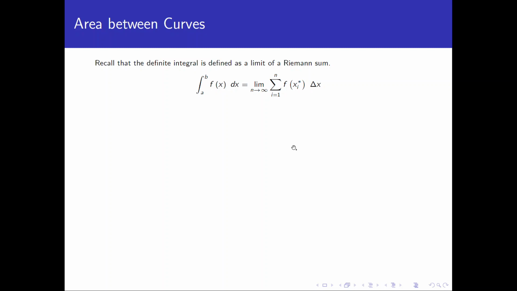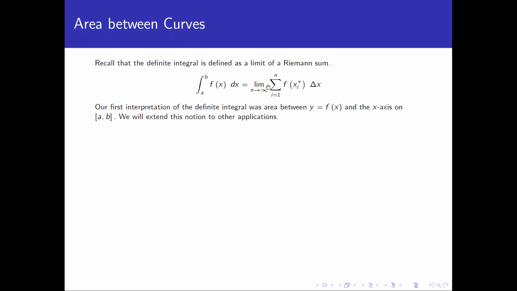In this video, we're going to talk about the area between curves. So we recall that our definite integral is defined as a limit of a Riemann sum. So we look at the limit as n goes to infinity of the summation of a function of this x sub i star. So the x sub i star again is a sample point in the ith subinterval multiplied by delta x, or the width of that subinterval.